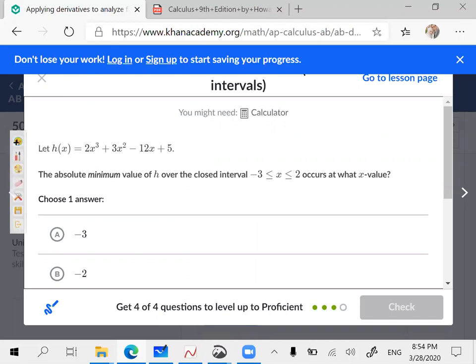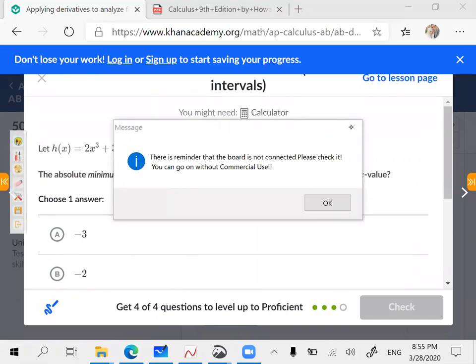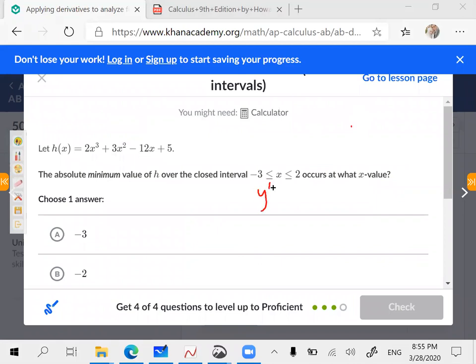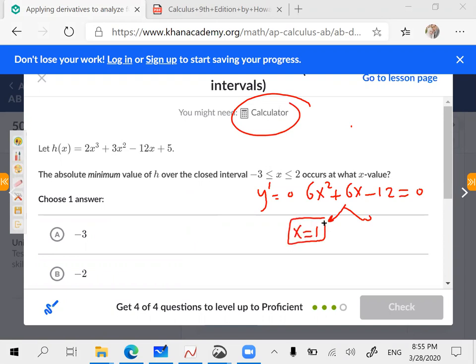Find the derivative. Derivative here equal to 0. 6x squared plus 6x minus 12 equal to 0. Here with the calculator, so directly use the calculator. Mode 5 3. 6 equal, 6 equal, minus 12 equal. The answer will be x equal 1, which is included, or x equal minus 2, also included.